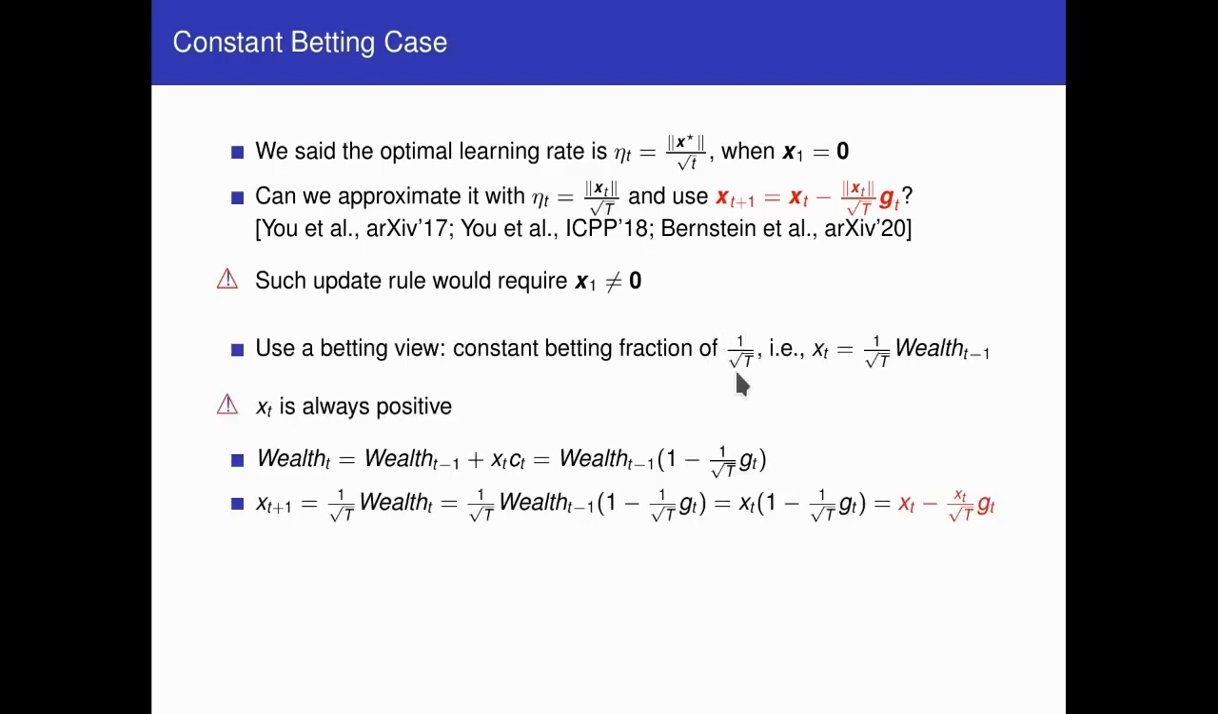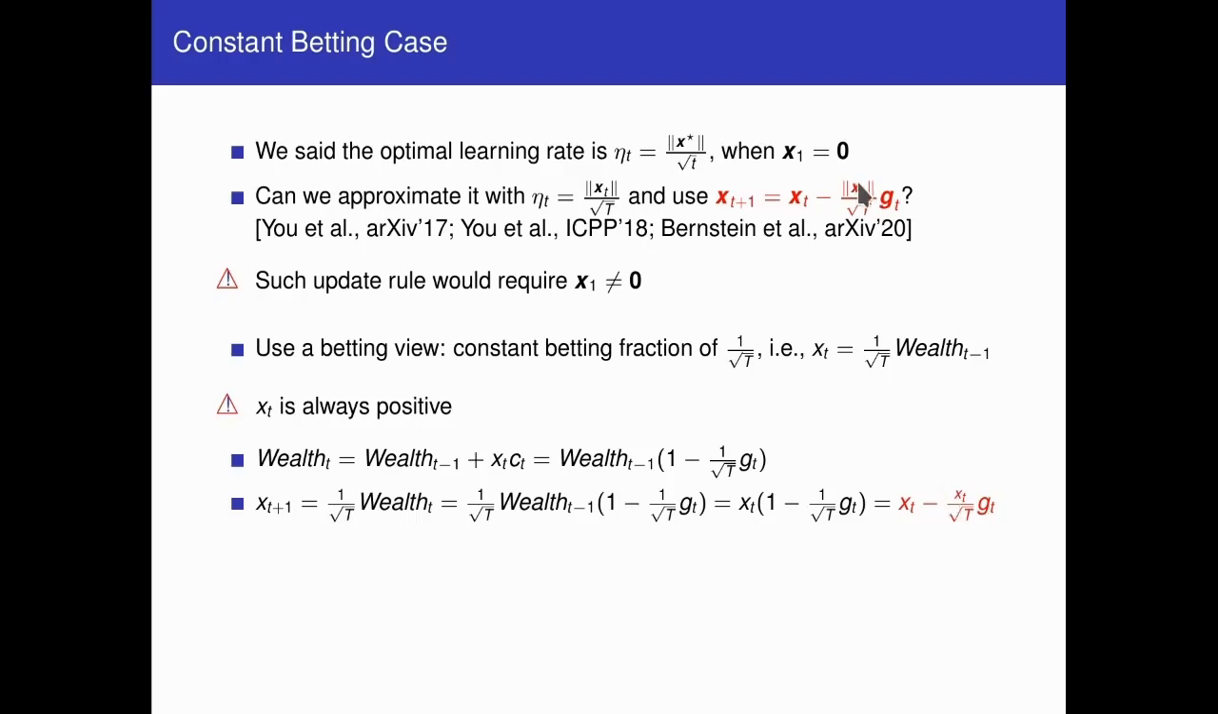What you do is that you say, I bet a constant fraction of my money, 1 over square root of big T. And so in each round, you bet 1 over square root of t multiplied by the wealth. Now, x_t is always positive in this way, by the way. The wealth is always updated in this additive way. And so given that we bet in this way, it's also updated in this multiplicative way. So this means that the next x_{t+1} is equal to 1 over square root of t times the current wealth. The current wealth can be written in this way. And then this means that you update x_{t+1} as the previous x_t minus x_t divided by square root of t times g_t.